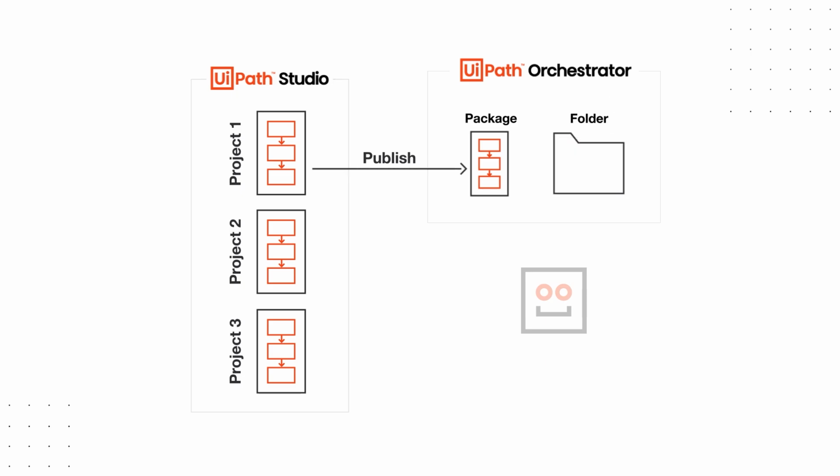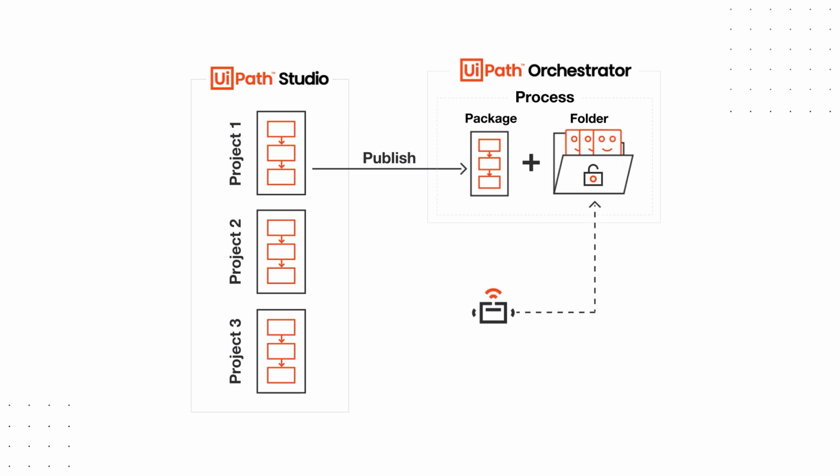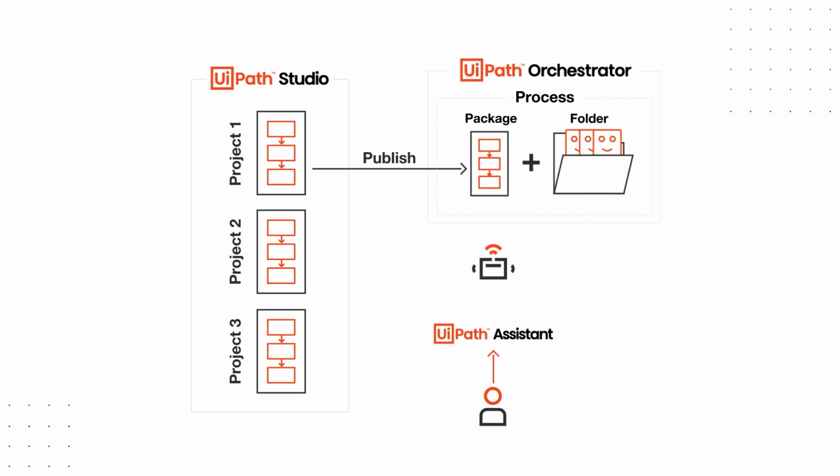To run automation projects, published packages need to be associated with folders. When a published package is paired with a folder, it becomes a process and can be run by robots with access to that folder. Human users can trigger robots through the UiPath Assistant tool to execute processes on their machines. We call these robots attended robots.